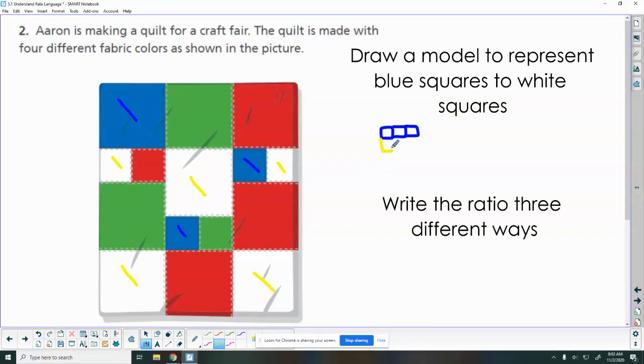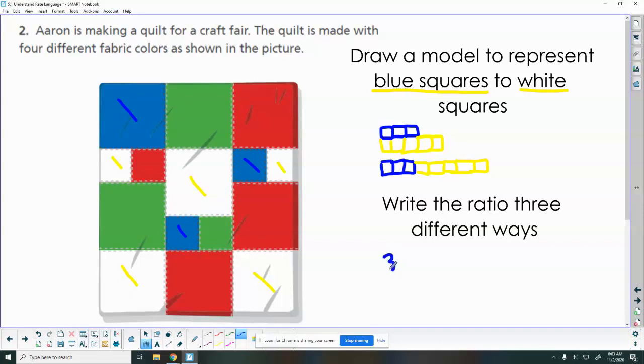So I could draw like a tape diagram and show 1, 2, 3, 4, 5. I could also just line those up and say there are 3 blue and there are 1, 2, 3, 4, 5 white. Either way, I'm showing 3 blues and 5 whites here. So we're going to write that ratio 3 different ways. So notice blue should come first compared to white. So see if you can write that ratio 3 different ways.